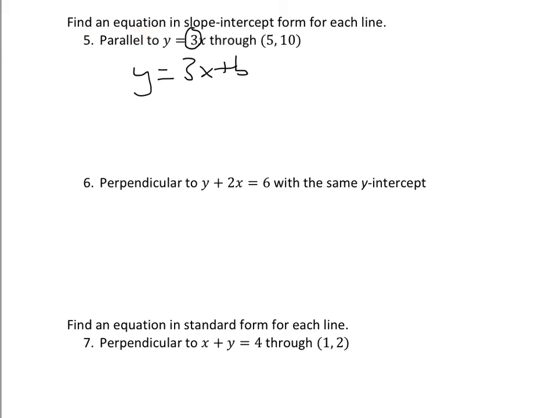Okay, we know we're going to go through the point (5, 10), so let's plug those in and find b. 10 equals 3 times 5 plus b. Subtract the 15, and b equals -5. So my equation is y equals 3x minus 5.